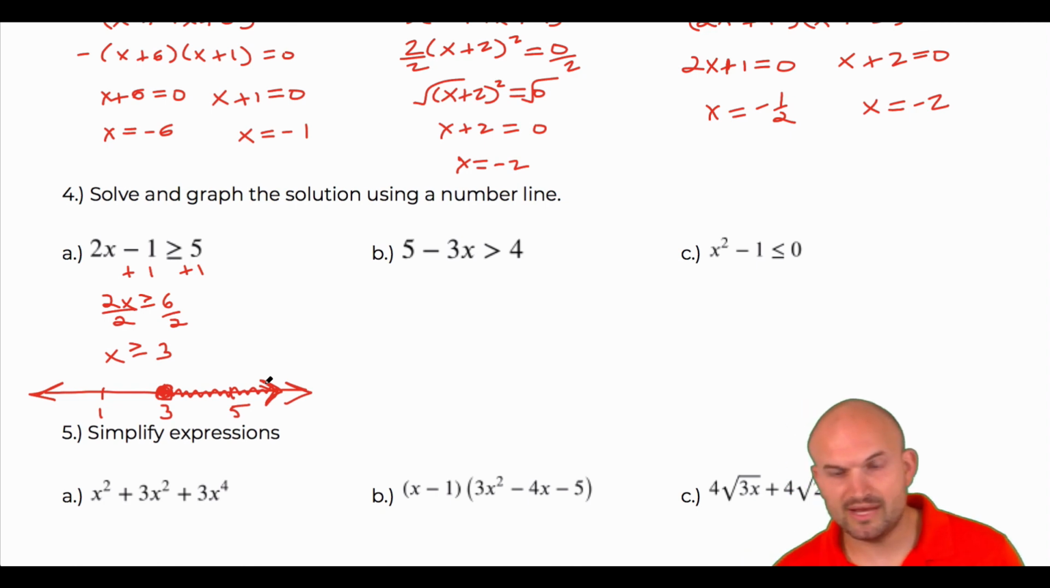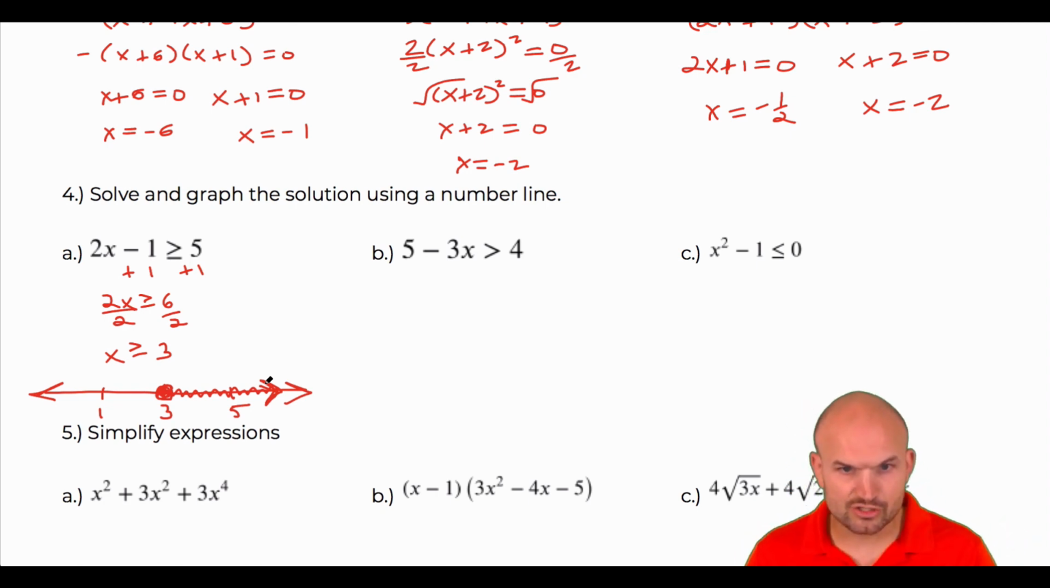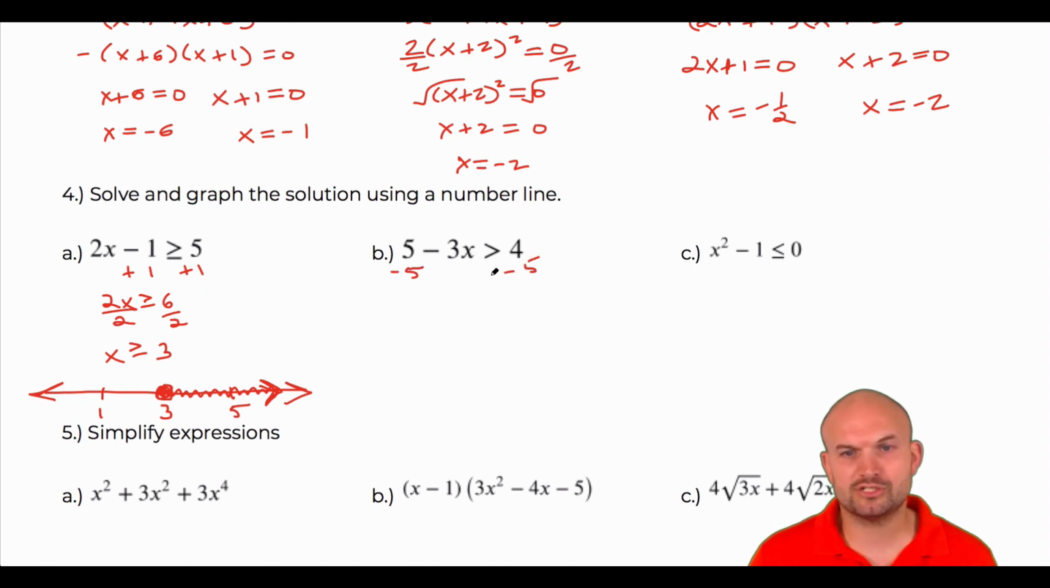The next one here, we have 5 minus 3x is greater than 4. So what we can do here is, again, using my inverse operations, I'm going to subtract a 5. Then I'm left with a negative 3x is greater than negative 1.